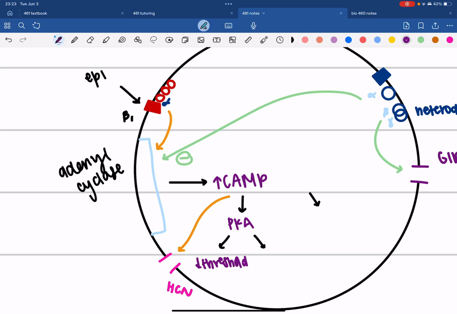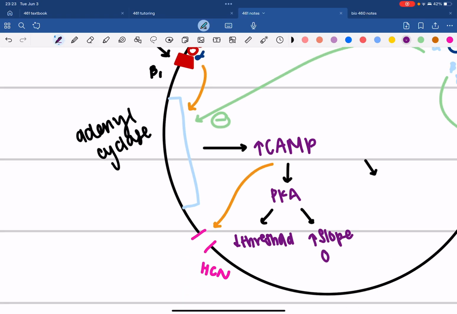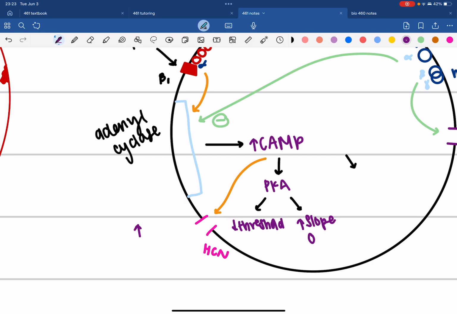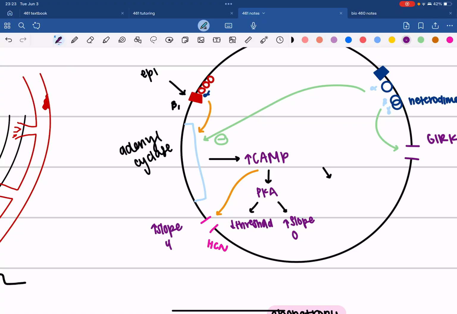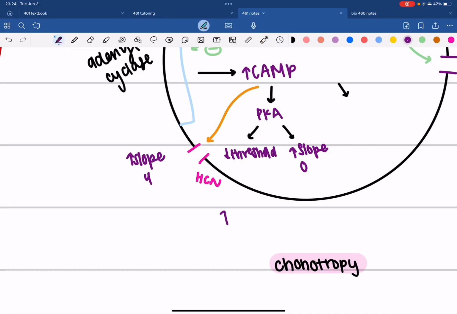And PKA is going to go and do some things, but it's specifically just going to decrease threshold. And an increased cAMP would also cause our HCN channels to open, which would increase the slope of phase 0. And then these HCN channels would increase the slope of phase 4. So that right there, epinephrine, is doing a sympathetic nervous system response. And if we increase cAMP, these are all going to cause a sympathetic nervous system response. The end result there is going to be an increased heart rate.